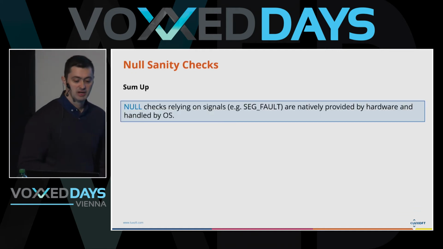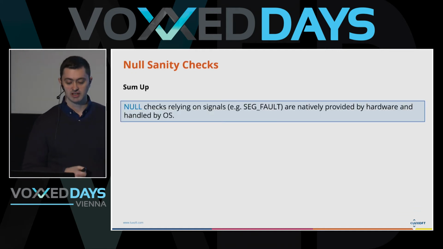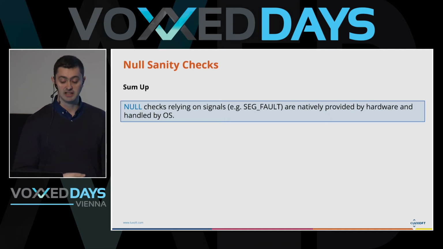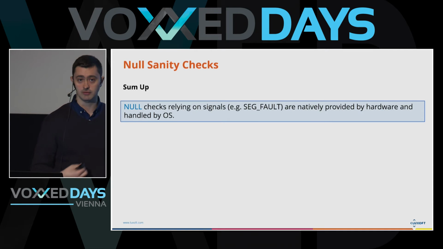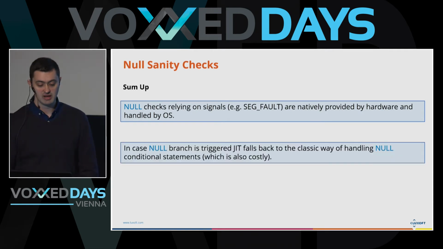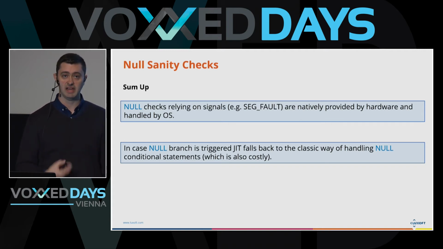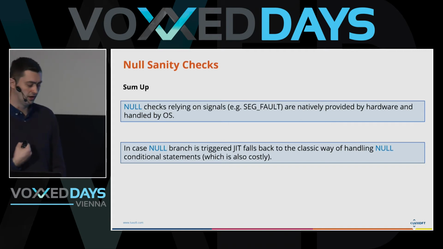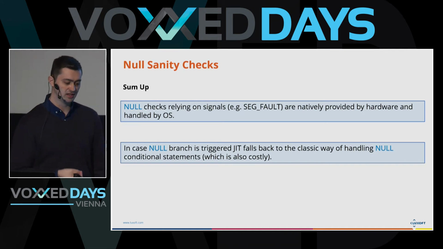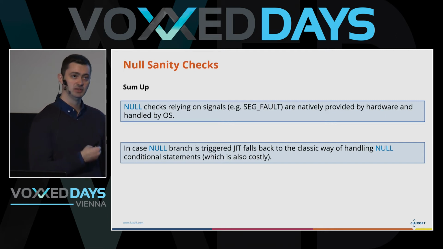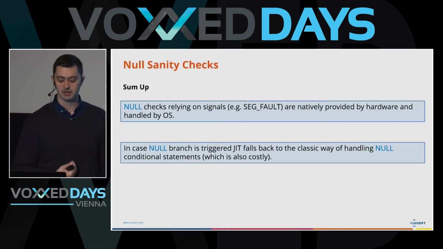Just to sum up, null checks relying on signals are natively handled by hardware and by the OS, and very well handled by the JVM. But in case they are triggered, of course, it's costly. It's costly because you have to pay the cost of catching the signal, the segmentation fault signal, handling it, bailing back into the interpreter, and continuing the execution.